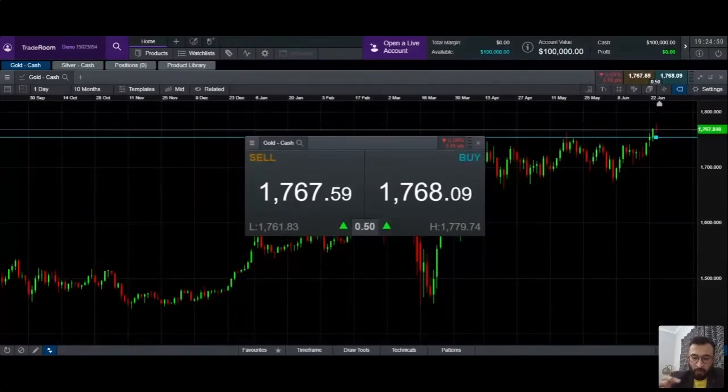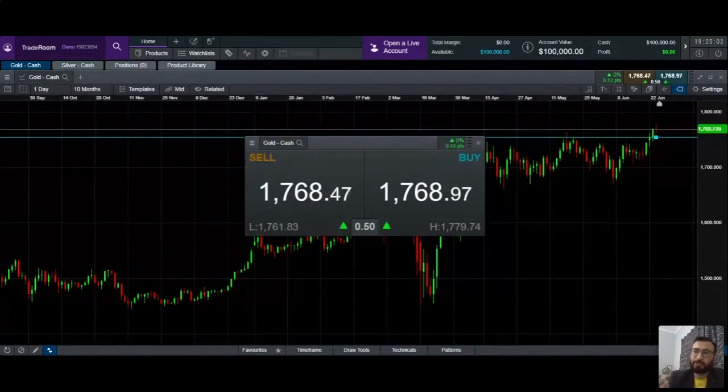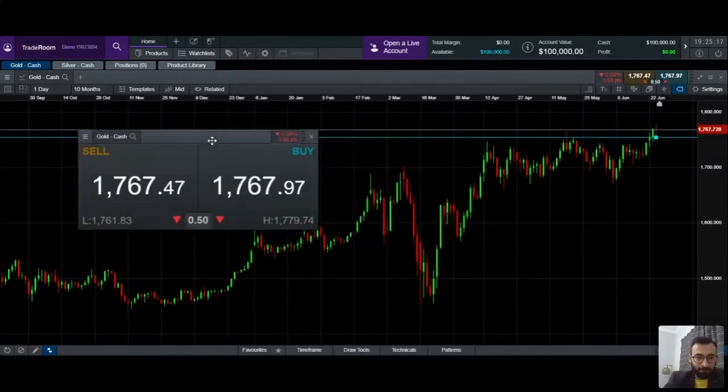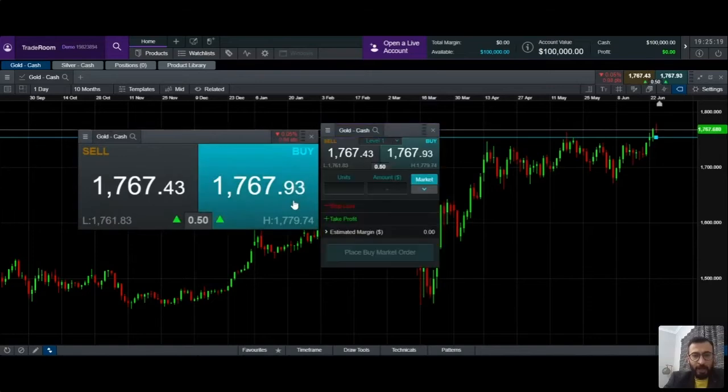Now that means that gold has no problem in moving at least $20 a day. Even in the last few days, $20-$25 a day, gold can easily move, which means if gold is moving $20 a day, now you have to decide something for yourself. As you can see on the right side, this is a demo account. So I have $100,000 in this demo account.